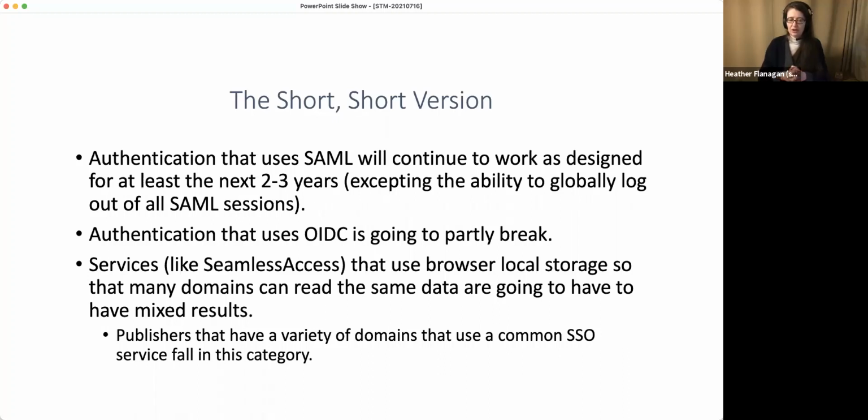Now, obviously coming as a technical liaison of Seamless Access, that's pretty important to me. But for the publishers on the call, this is also an impact if you are a publisher that has a variety of domains that use a common single sign-on service. You might have problems depending on exactly how you enable that service.